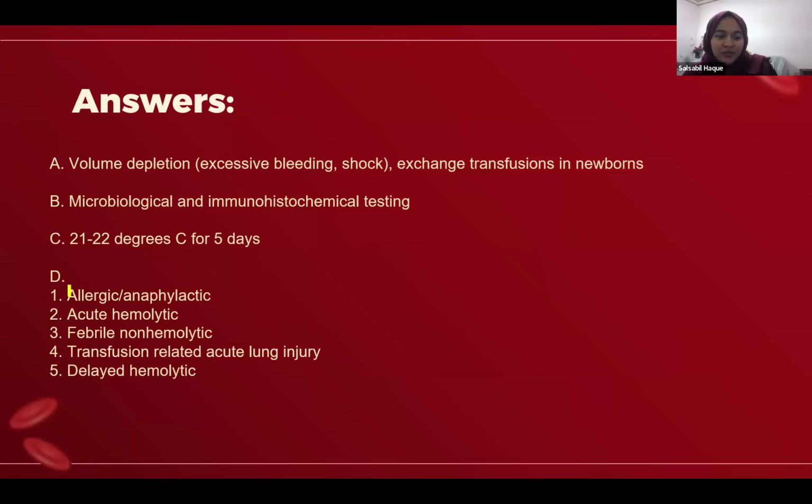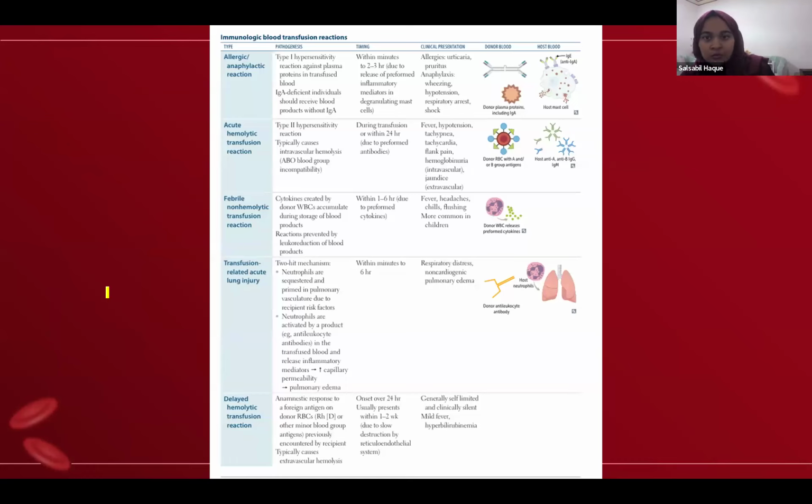So first we have allergic anaphylactic, which is the most acute one that you see just after transfusion. Then you have acute hemolytic, febrile non-hemolytic, transfusion-related acute lung injury, and then you have delayed hemolytic. Since this was not really given in the lecture, I thought of getting the UWorld First Aid table. You can refer to it from here.